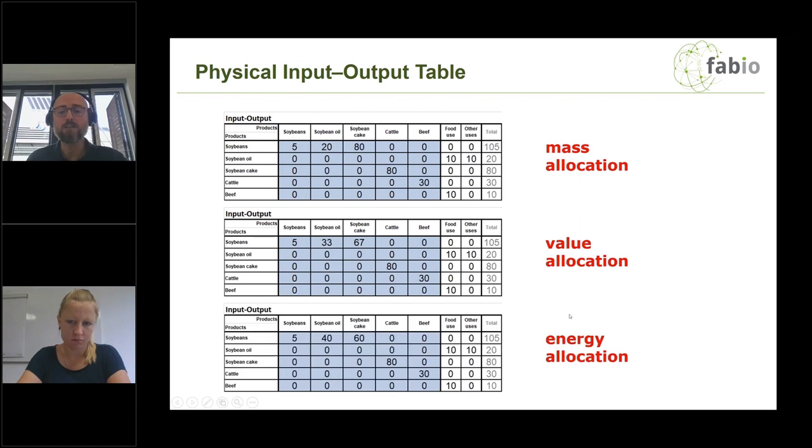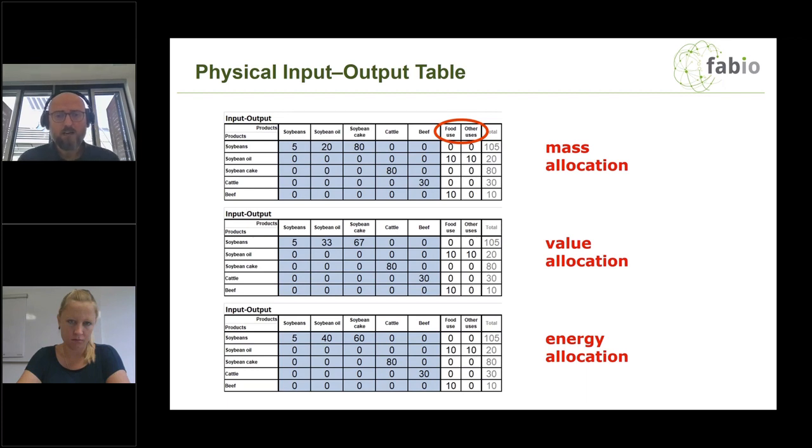And then there would be additional options such as energy allocation, currently not implemented, but can be easily implemented, which would then give again a different allocation. Like in this example, soybeans would be distributed 40% to soybean oil and 60% to soybean cake. But yeah, the FABIO database currently comprises multi-regional input-output tables using mass allocation and using value allocation. We will see examples later where you can see how this affects the results.